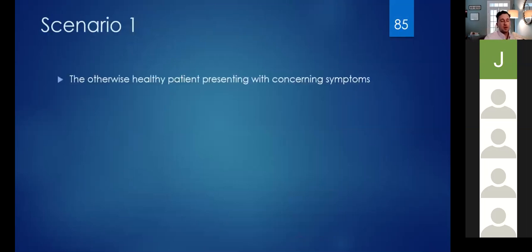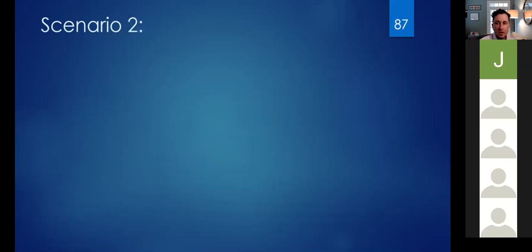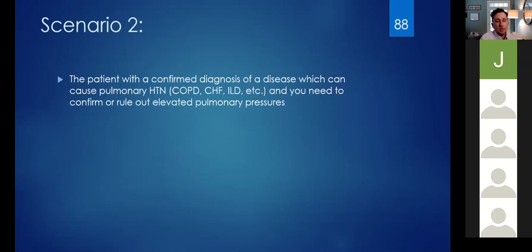Okay, so the first scenario is similar to our opening case. We have an otherwise healthy patient who presents with concerning symptoms, so exertional syncope. In that situation, you start with an echo. Okay. Another scenario, you have a patient with a confirmed diagnosis of a disease which can cause pulmonary hypertension, such as COPD or CHF, and you need to evaluate whether or not they've got elevated pulmonary pressures. Okay, so that's when you start with a right heart cath.